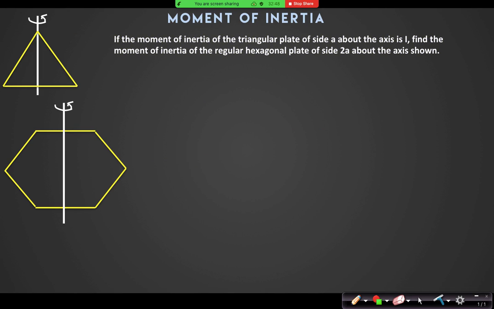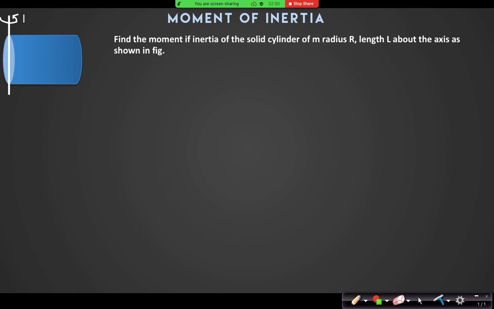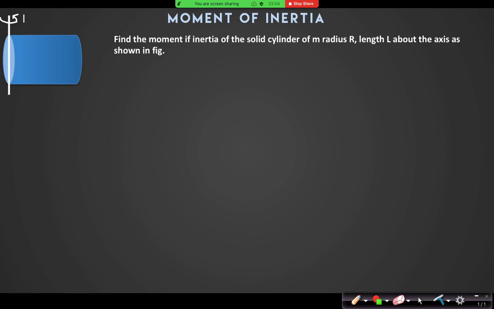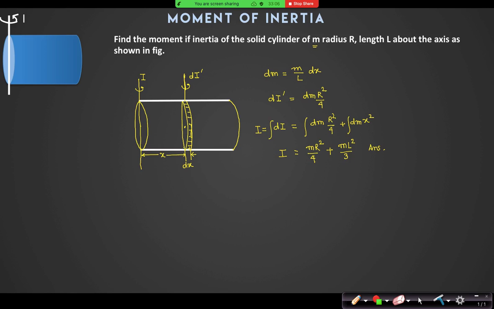But we have not used the perpendicular axis theorem. Yes, we have used it when we calculated m r square by 4, that is dm r square by 4. When we wrote that, we used the perpendicular axis theorem. Got it. That dm r square by 4 is dm r square by 2 divided by 2.